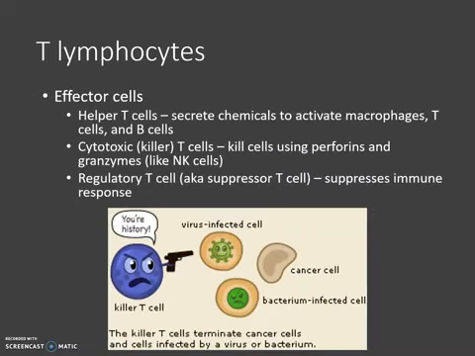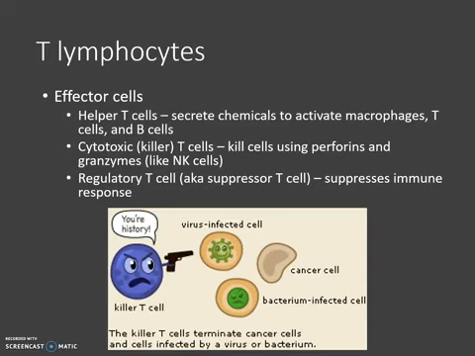Now with T lymphocytes, these clones can turn into a variety of different cells. So some of them are helper T cells, and these helper T cells secrete chemicals to help to activate macrophages, T cells, and B cells. So the helper T cells are kind of a link between the B cells, the T cells, and also the second line of defense, in order to activate them all and have them all work together.